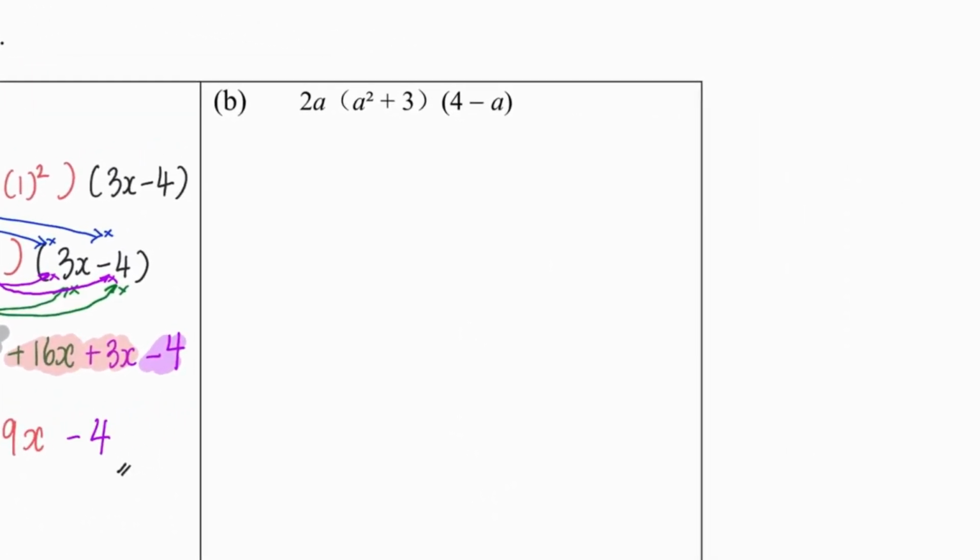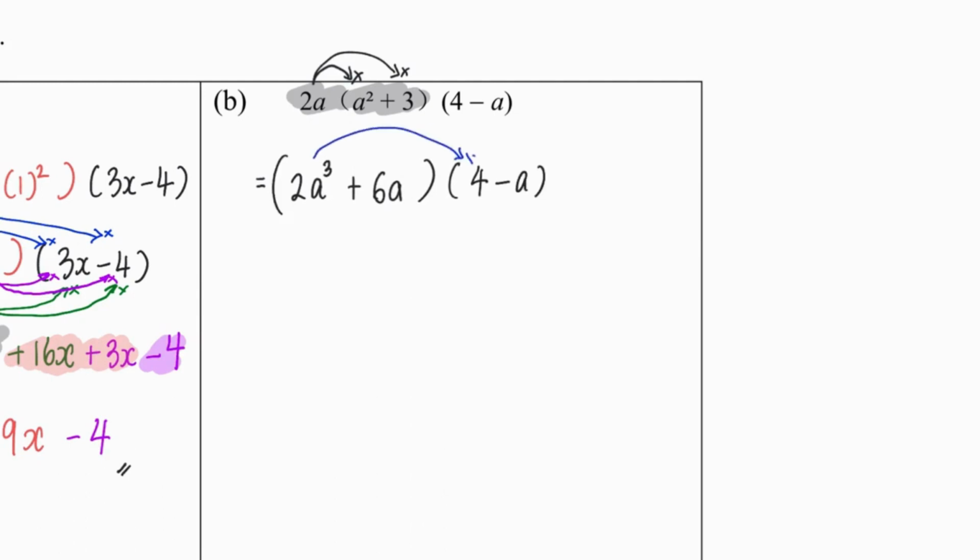And as I move on here, again, we just need to do it slowly and steadily. So step 1 will be to expand and simplify these two first. So this will give me 2a cubed and positive 6a. I still need to multiply by 4 minus a. So now, continue the distributive law.